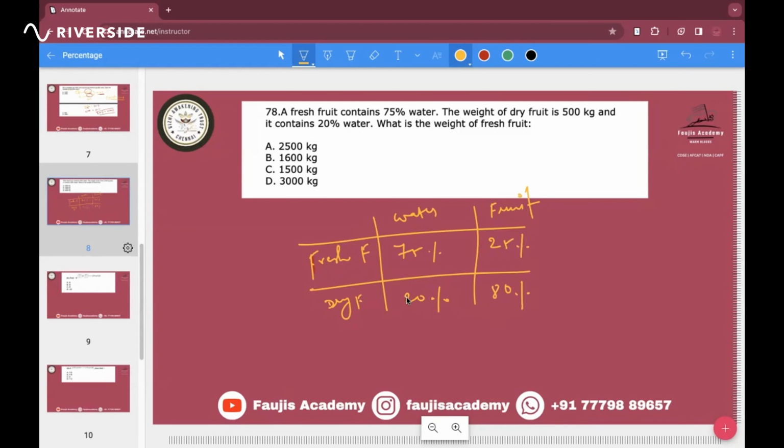So now tell me this 500 kg. This fruit content in both the scenarios will always remain the same, isn't it? Which means we are talking about the dry fruit. In dry fruit, 500 kg is there. So in the 500 kg dry fruit, 80% of fruit, that means 400 kg is the fruit and 100 kg is water.